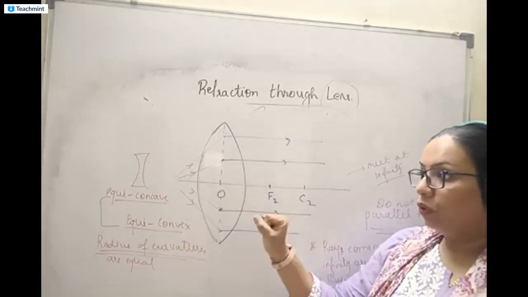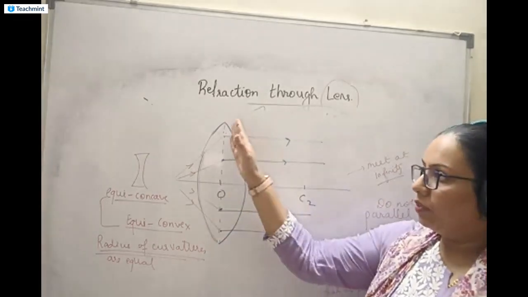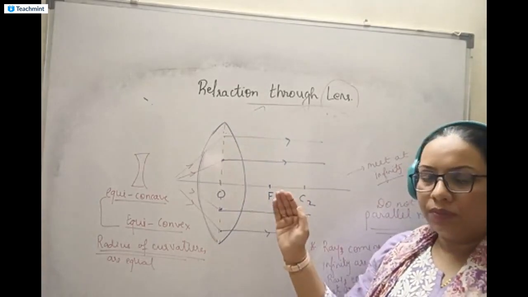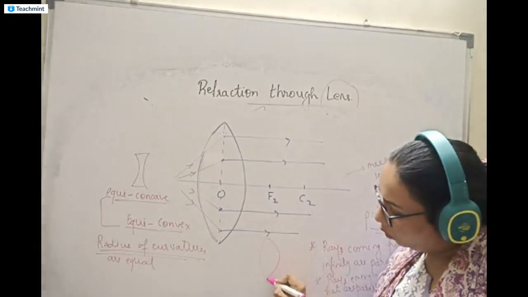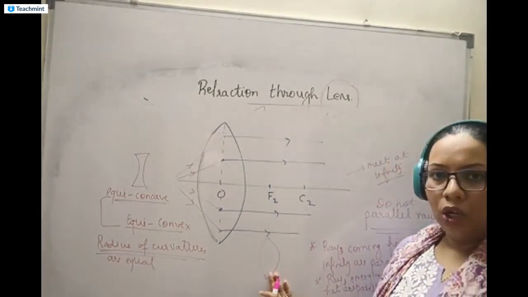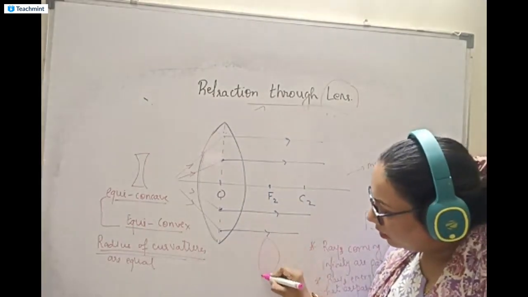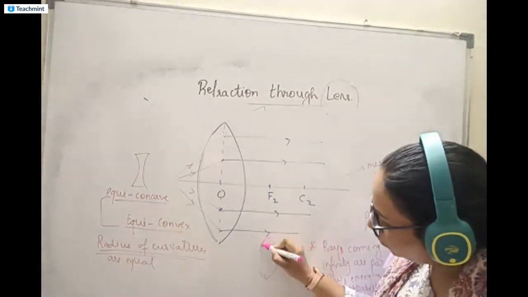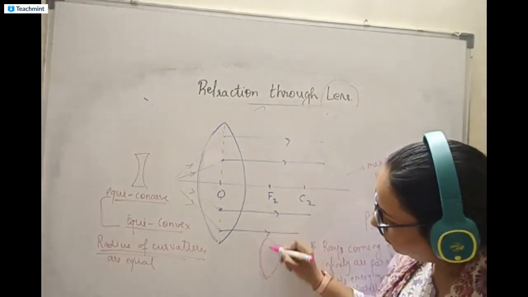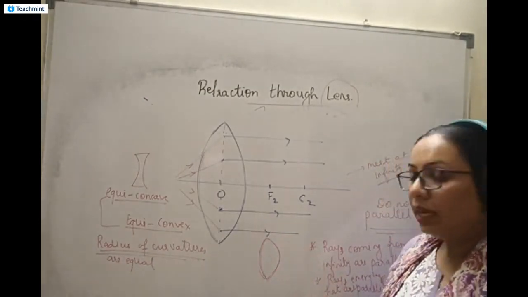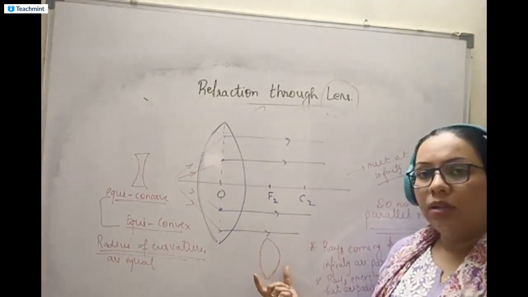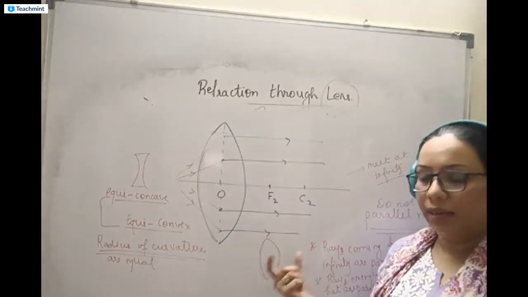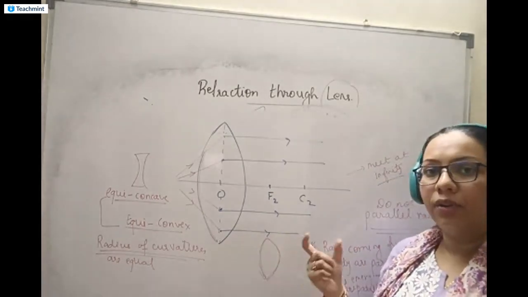That means if your radii are not the same, the left side might be a little less bulged, and the other side a little more bulged. It looks like a convex lens, but this bulge is flatter on the left side and more bulged on the right side. It is convex, but it is not equiconvex, as you can see it is not equally distributed. The radii on the left and the right side are not the same.